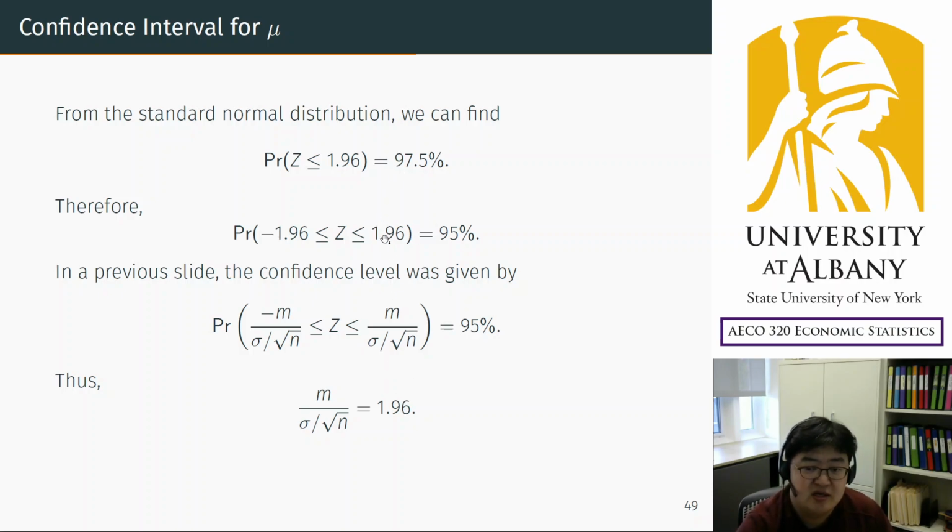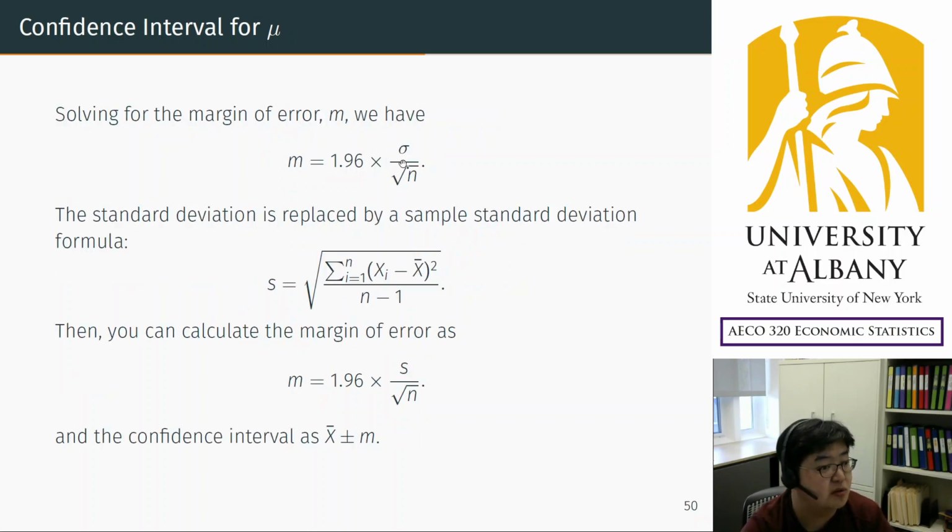That's how we proceed in chapter 6. So in the end, we have to equate these two. m over sigma over square root n equals 1.96. And remember, we are solving for m, the margin of error. What we need is the margin of error. So this is the solution: m is 1.96 times the standard deviation of a single observation divided by square root of n.